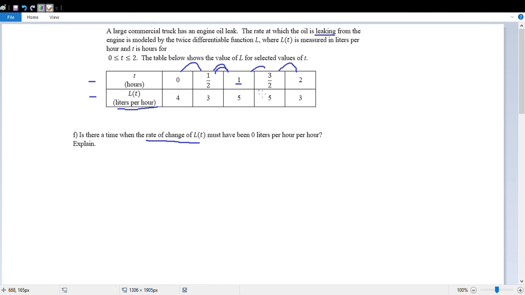So I'm looking for a time when the secant line of L has a slope of 0. Well, a slope of 0 simply means that the y coordinates are the same. And I think you can see that right here. Can you see that the change in the L value from 1 to 3/2 is 0?